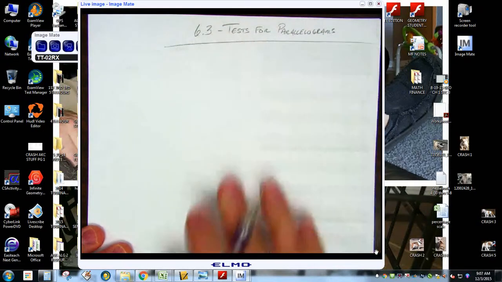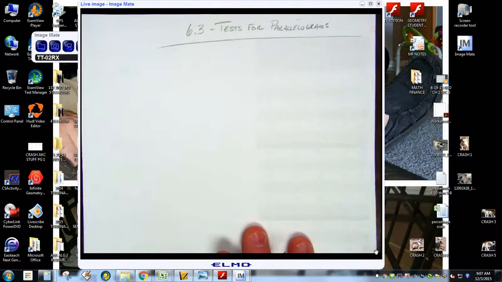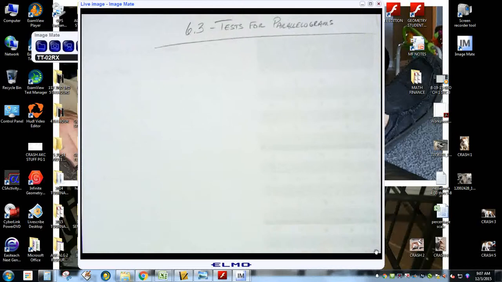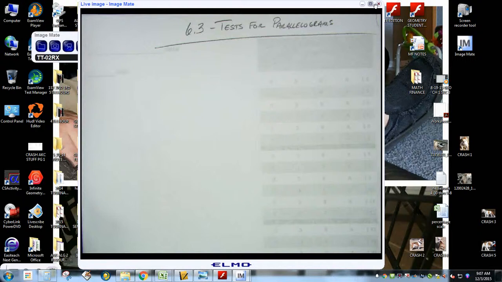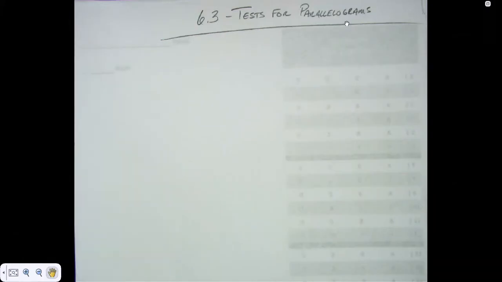Test for parallelograms. Okay, what do you do when you test for something? Yeah, to find a result, see if something happens. When you go to the doctor and you've got a sore throat, what do they test for? Strep. See if you got strep.